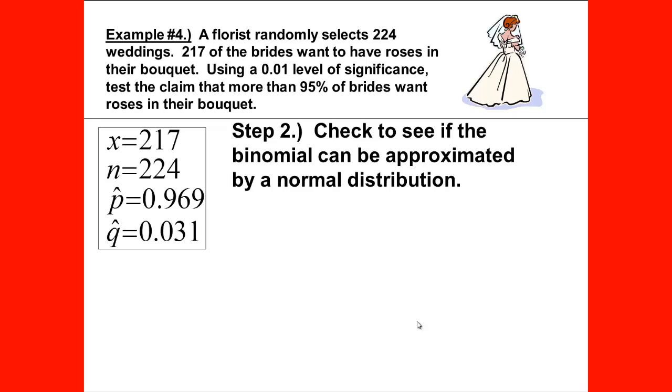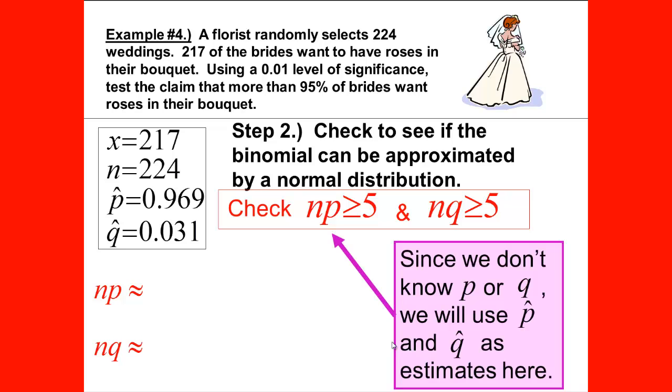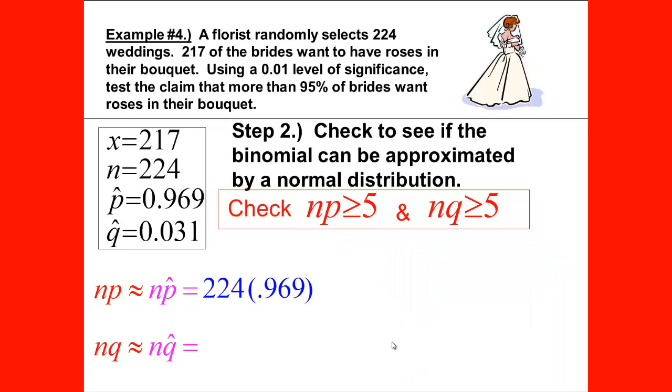step number 2, and we will check to see if the binomial can be approximated by a normal distribution. To do so, we'll check by doing n times p greater than or equal to 5 and n times q greater than or equal to 5. Since we don't know p or q, we will use p hat and q hat as estimates here. So n times p hat gives us 224 times 0.969, which is 217.1. That is greater than or equal to 5, and we'll place a check mark.